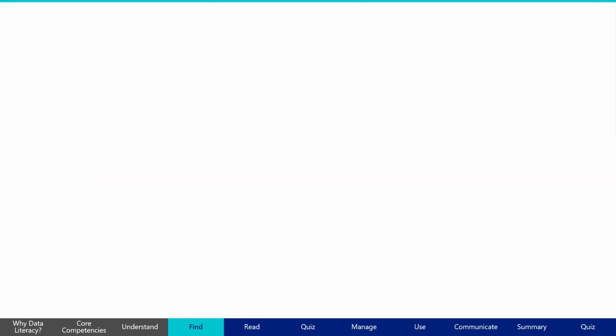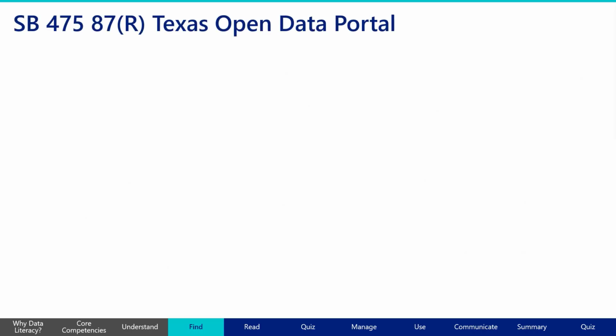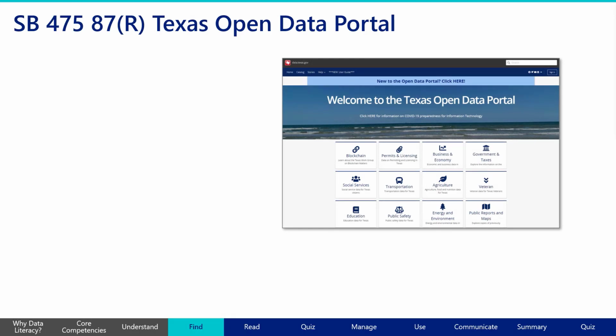In order to encourage transparency and data sharing opportunities, the 87th Texas Legislative Session passed Senate Bill 475, directing each Texas state agency with more than 150 full-time employees to post a minimum of 3 high-value datasets to the Open Data portal.